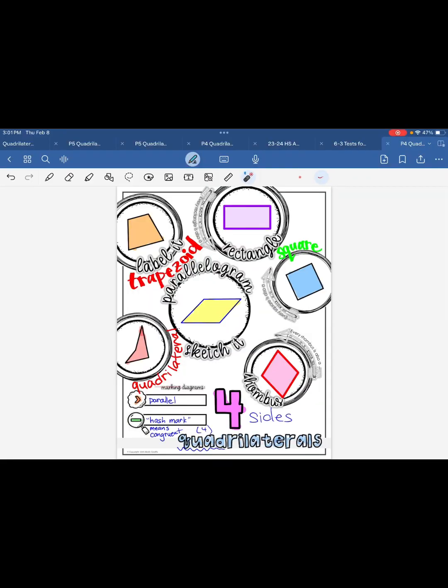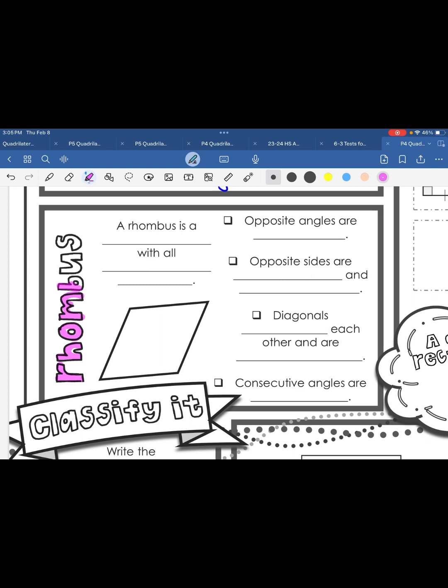We are back over at our doodle notes page. All right, so the rhombus. A rhombus is a parallelogram with all congruent sides. So again, just a quick way to say that it has the same characteristics of a parallelogram, except in this case, all the sides are congruent. Opposite angles are also congruent.